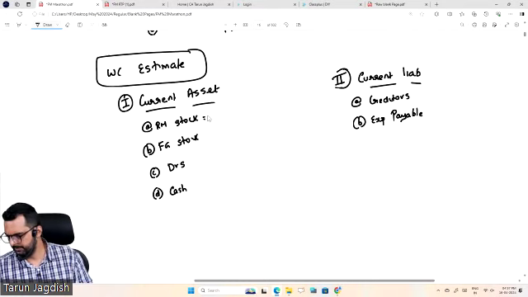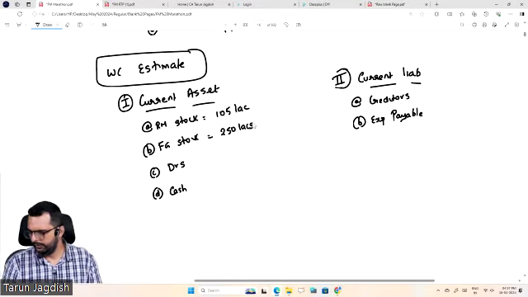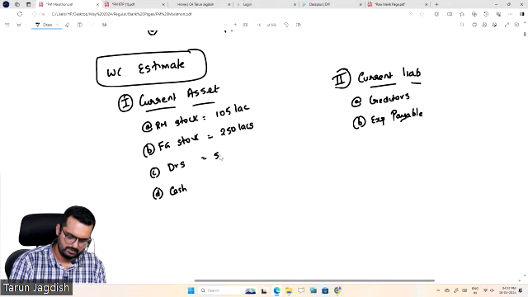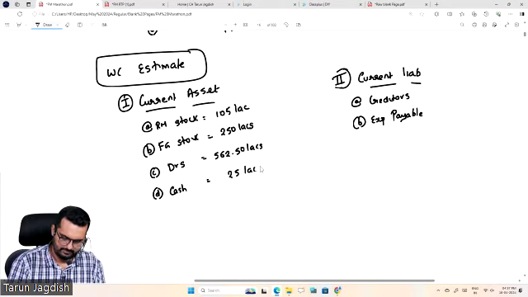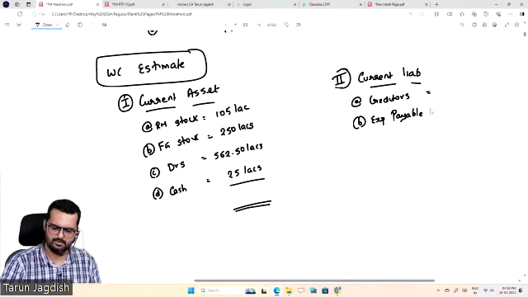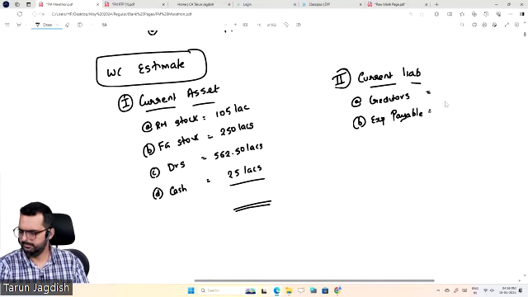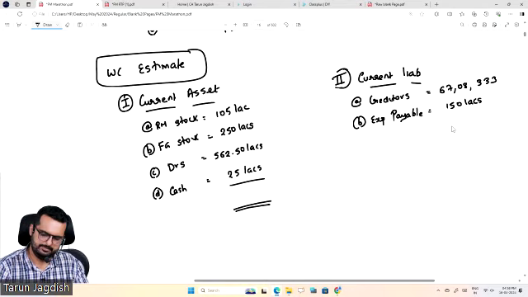So tell me, how much was your raw material stock? Everyone tell me. 1 crore 5 lakhs. What about finished goods? 250 lakhs. 562.50 lakhs. 25 lakhs. 67 lakh 8,333, and this one was 150 lakhs.